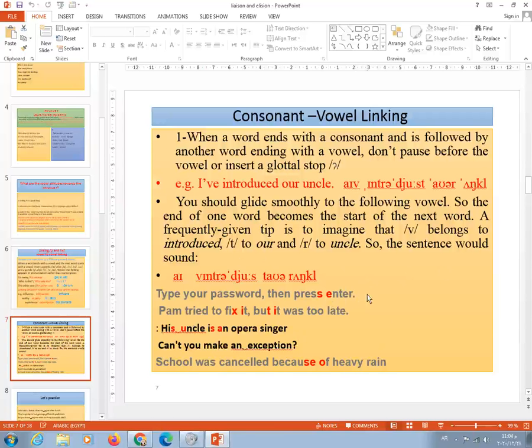Okay, let's look at the other example. Pam tried to fix it. Don't say fix it, say fixit. But it: I took the t of but with it, so it becomes but it, but it was too late. So, Pam tried to fix it but it was too late. Let's see the next sentence: his uncle. See the sentence? His uncle, as if there is a word called suncle. His uncle is an opera singer.